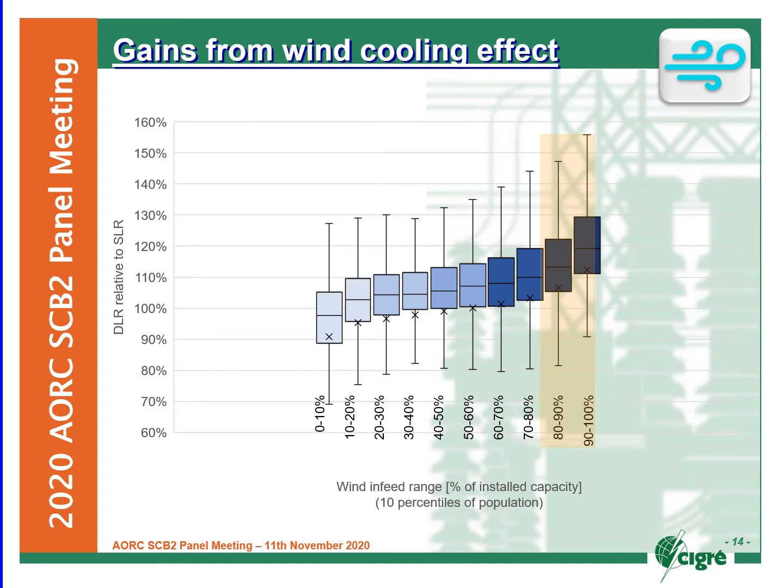So we can see from this graph that on average, there is about 15 to 20% extra capacity above the static line rating in these moments when the wind infeed is high. Also, you can see that there is a positive correlation. So there is a tendency for extra capacity to be available when the wind infeeds are high.